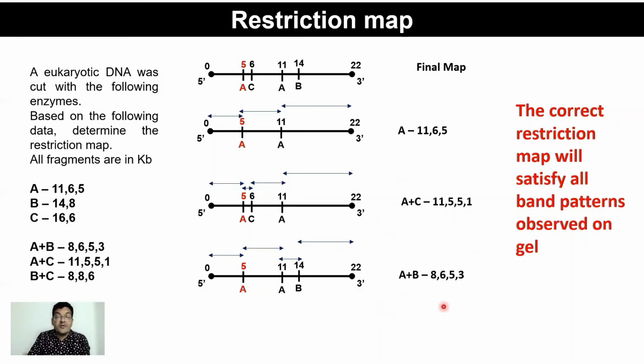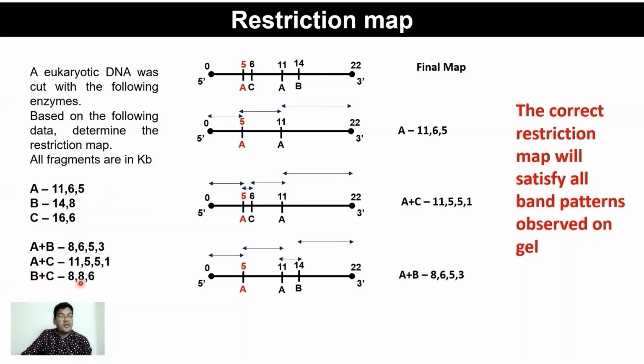Now let's look at A plus B, which we have not checked until now. A plus B, if you look here, gives you 8, 6, 5, and 3. So here again, this is your A cut site, so you have a 5 kb fragment. Check. 5 to 11, you have a 6 kb fragment. Check. 11 to 14, you have a 3 kb fragment. Checked. And 22 to 14, an 8 kb fragment. Right? So everything that you have on your board is satisfied now. We have satisfied A, B, and C. We have placed them in such a manner that they satisfy the conditions.